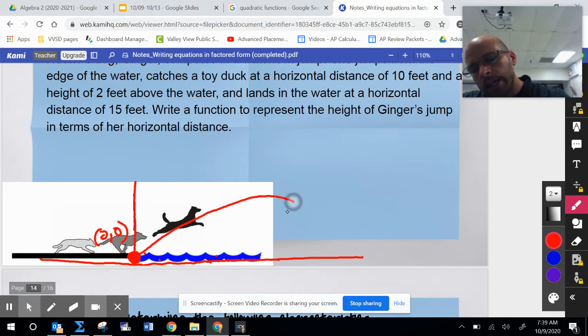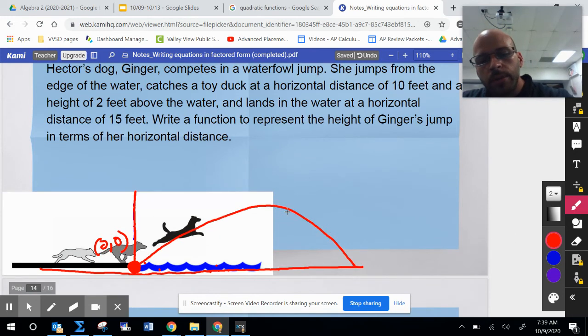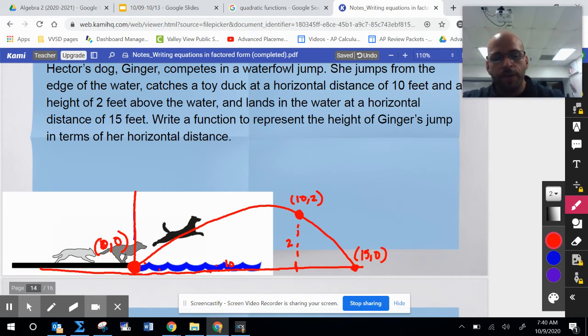Leaping up, catching a duck, landing, right? Now, it doesn't say that it catches the duck at the top. So I'm just going to say, at 10 feet, after jumping 10 feet, it catches it 2 feet above the water. So this point would be 10, 2. And then it lands in the water 15 feet away, so this point would be 15, 0. Now I want you to see we have two x-intercepts: 0, 0, and 15, 0.